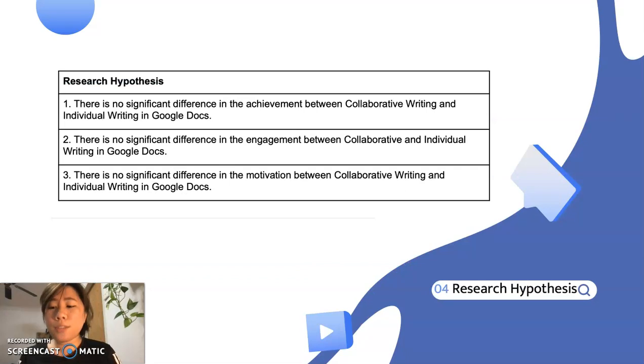Now, let's have a look at the research hypothesis. There is no significant difference in the achievement between the two. Second one, there is no significant difference in the engagement between the two. Thirdly, there is no significant difference in the motivation between the two.